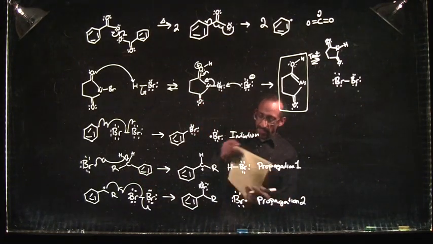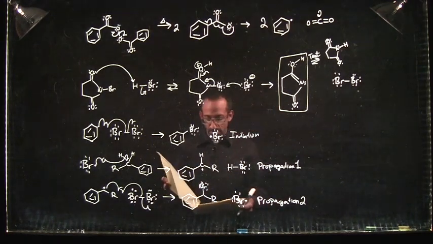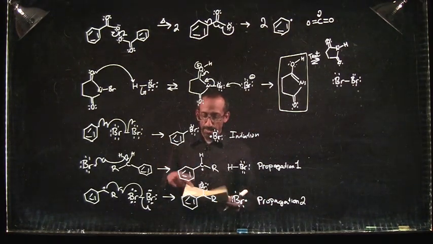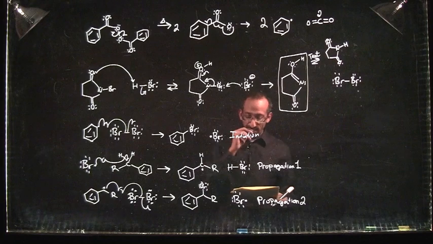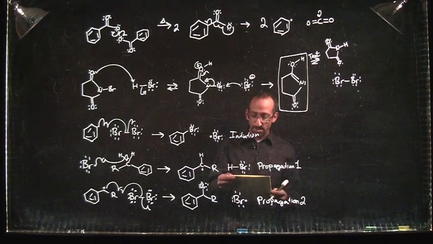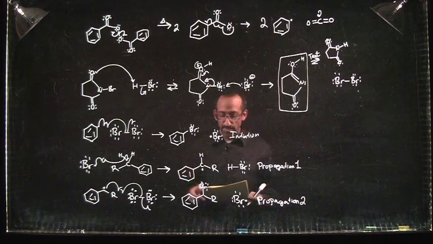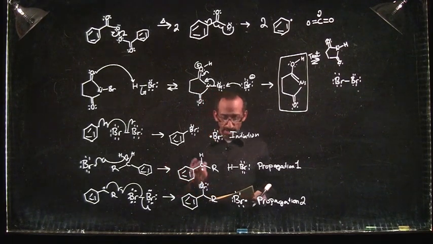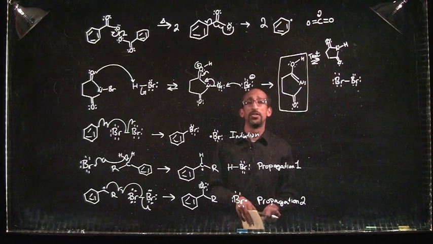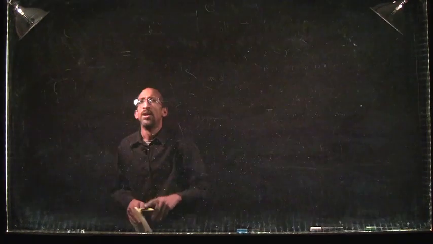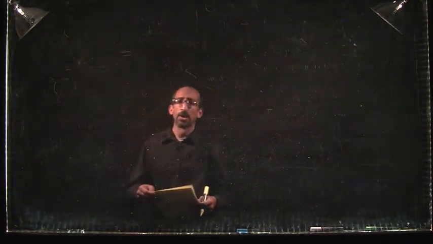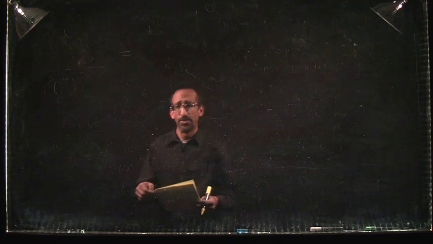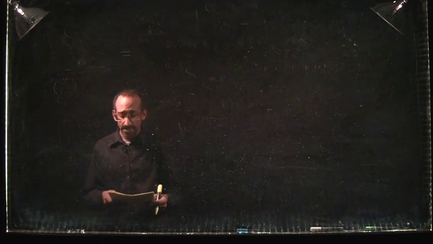So the next one that I'd like to look at with you is a couple that involve metals. One of these is going to be for cleaving benzyl ethers, and the other is going to be for reducing alkynes. Okay, so the next mechanism we're going to look at is cleaving benzyl ethers with palladium and hydrogen gas.